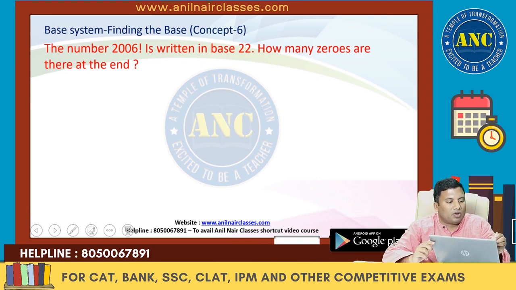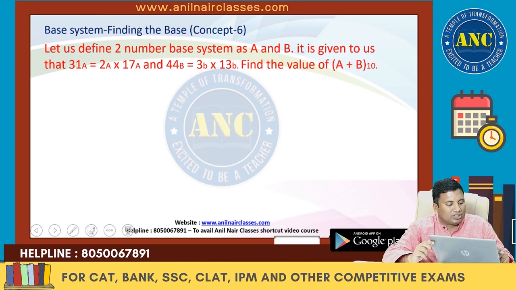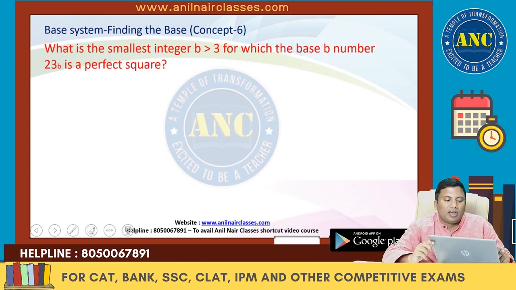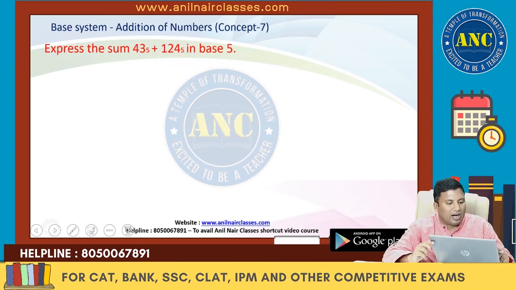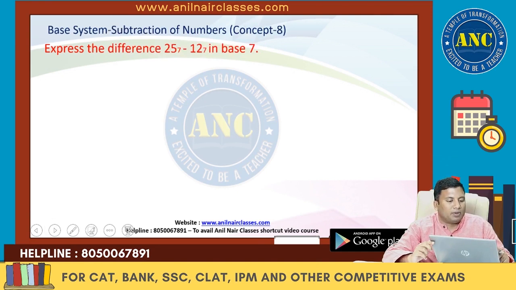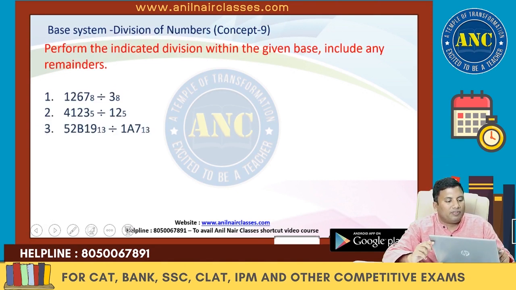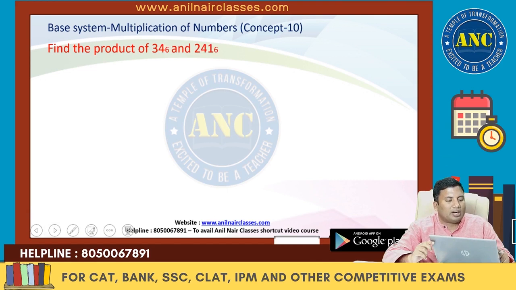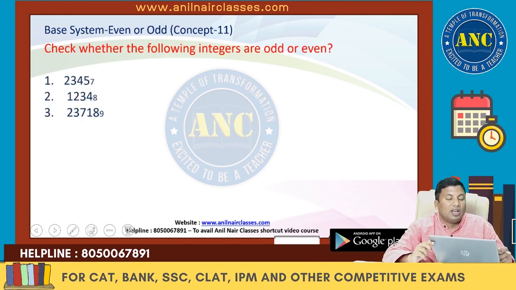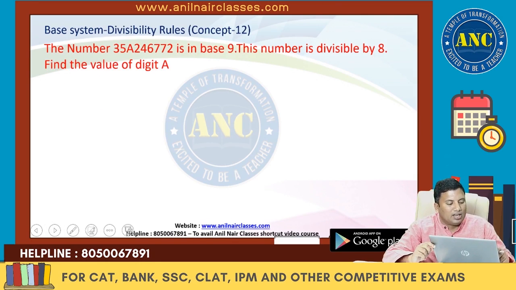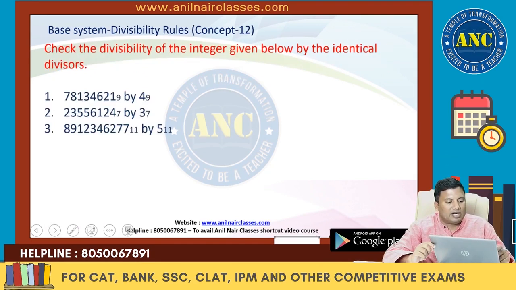This question which we have not discussed, I will discuss right now once I complete a concept. How to find whether it is a perfect square. Addition of two numbers, 3 examples. Subtraction of two numbers, 4 examples. Division of numbers, 4 examples. Product of numbers, 3 examples. How to check whether a number is an even number or an odd number, 3 examples. Divisibility rule. In the morning we discussed all this.